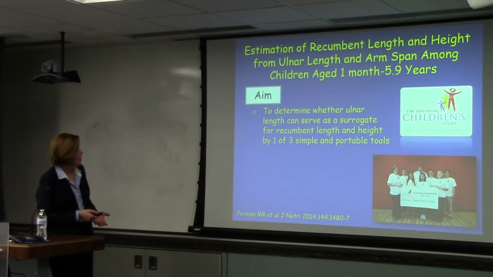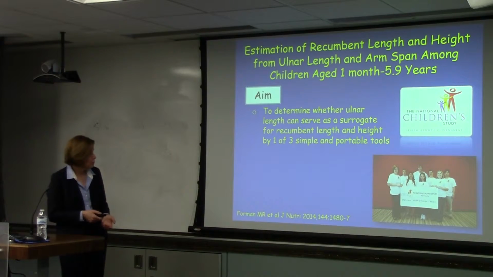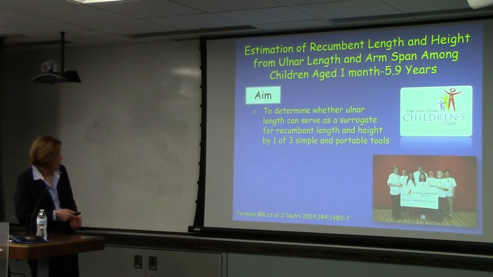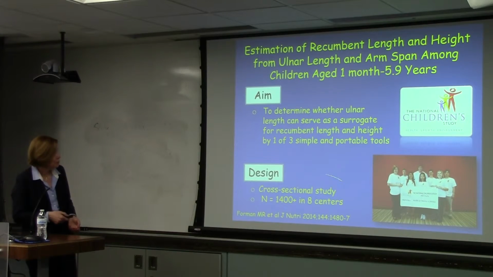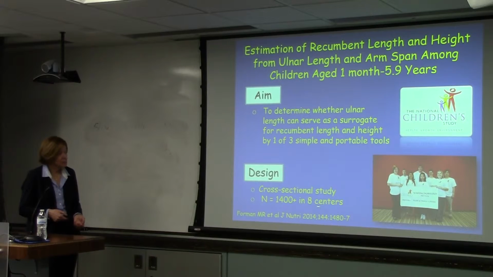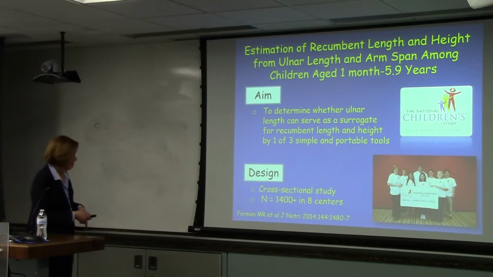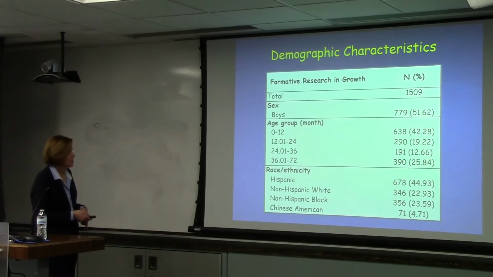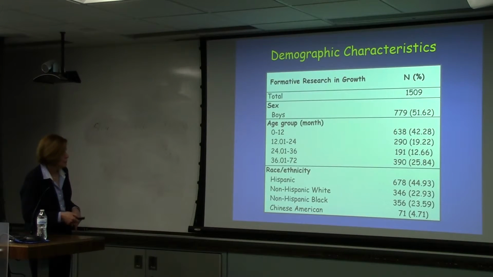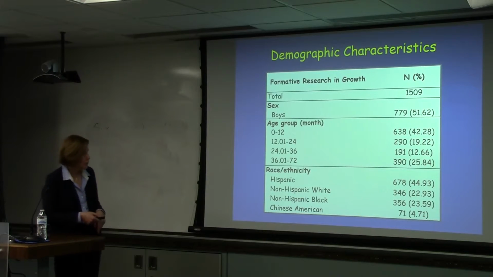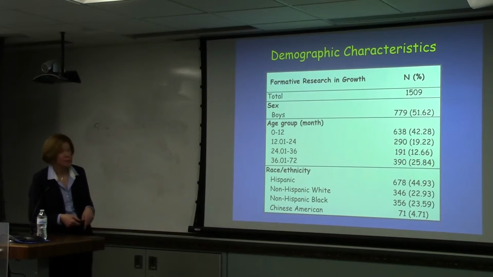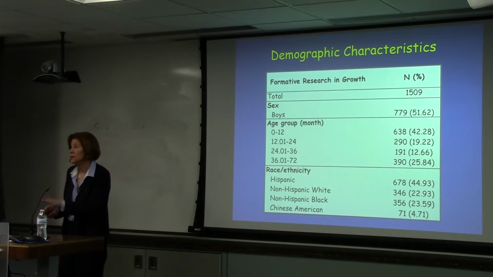And what we had, this was part of the National Children's Study, the formative research, was that we assessed whether ulnar length could serve as a surrogate for recumbent length and height by one of 3 simple tools. So this was a cross-sectional study out of 8 centers, including North Carolina, by the way, of 1,400 or more children under 6 years of age. So tremendous variation of race, ethnicity. What I was trying to do here was actually capture data in Hispanics and Chinese Americans where we don't have any growth data in the United States.